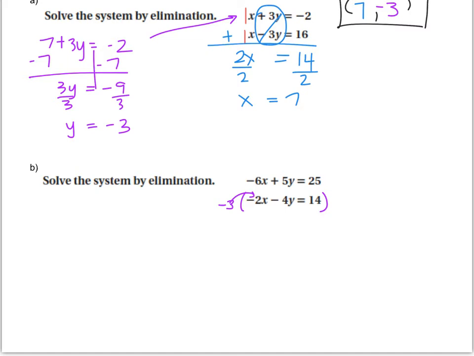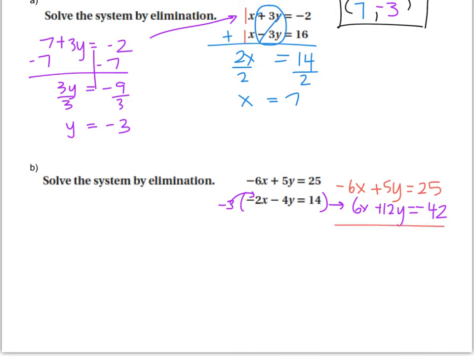The other thing that you could do is turn both of these into 20s, but that requires more work. So I'm going to multiply this bottom equation by negative 3, and so then I will get 6x plus 12y equals negative 42. Now I'm going to bring the other one over just so that they're lined up. So I get negative 6x plus 5y equals 25.